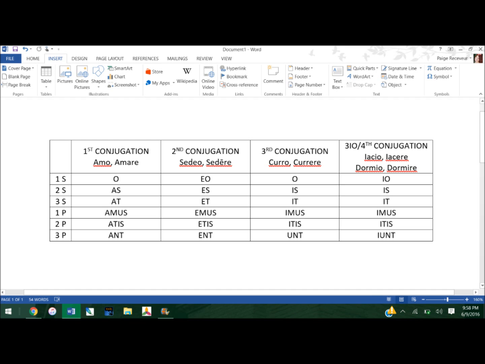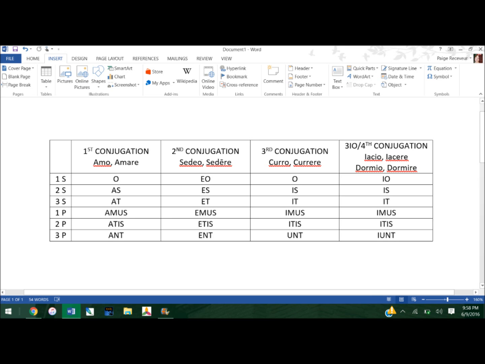For second, you would go to your second principal part, realize that it's a long E and long is strong. So what you would then do is you would go ahead and mark on there the E as your stem. So it would be sede instead of just the E, but we're just going to shorten it for the vowel chart. So it's an EO, ES, ET, EMUS, ETIS, ENT.